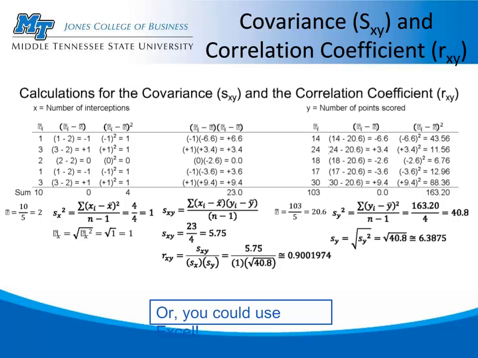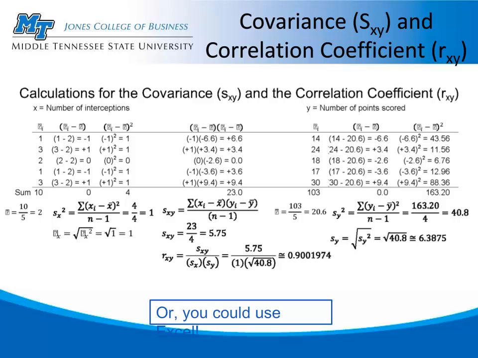Now when we divide that by n minus 1, which is 4, n is equal to 5, there are 5 pairs, we get 40.8. Now when you take the square root of 40.8, you get approximately 6.3875. That's the standard deviation of the y values. So it's just the same old standard deviation calculation. It's just you have two variables, so you have to do it 2 times.